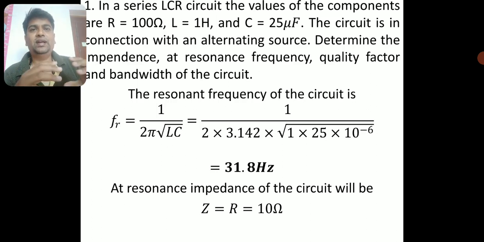When you put this in the Z equation, root of R square plus XL minus XC whole square, the second term XL minus XC becomes 0 because XL is equal to XC at resonance. Then you are left with only the resistance term. So Z equals root of R square, Z equals R. So at resonance your impedance will be equal to the resistance, which is 100 ohm, in fact, not 10 ohm. You please make the correction here also. It is 100 ohm.